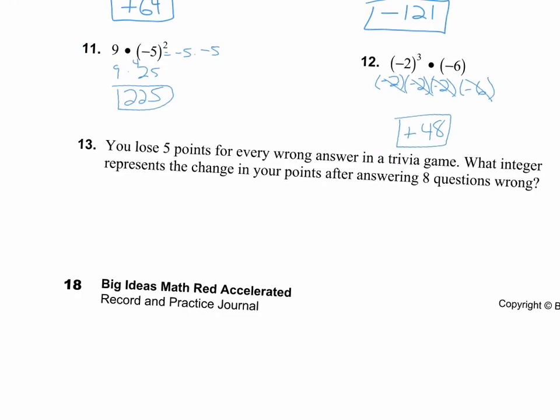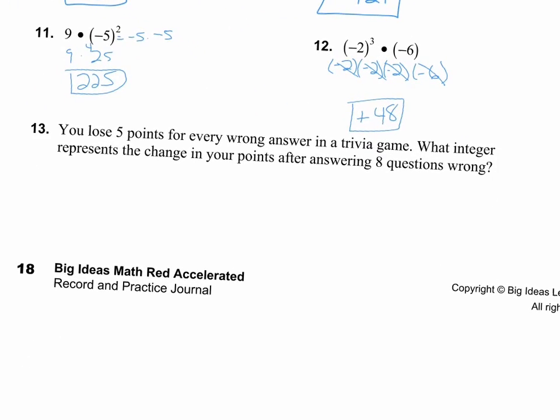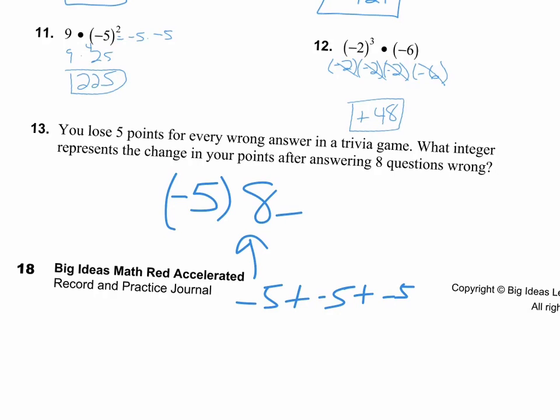Alright, last problem. You lose 5 points for every wrong answer in a trivia game. What integer represents the change of your points after answering 8 questions wrong? So you're losing 5 points, so you're going negative 5 points every answer. If you answer 8 wrong, we're going to do 8 times negative 5. Another way would be negative 5 plus negative 5 plus negative 5, 8 times. But since we know multiplication, this is a lot easier.